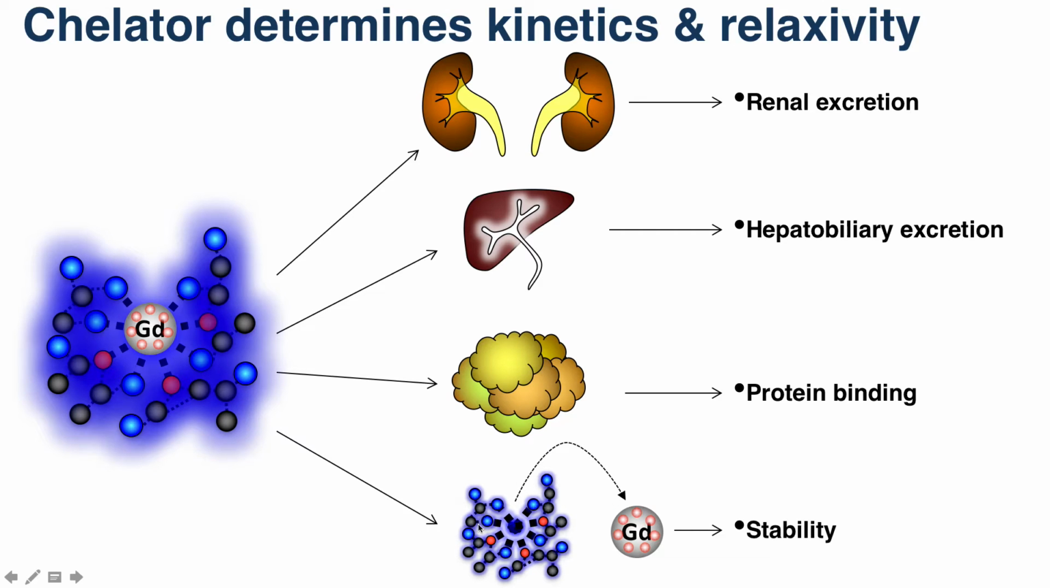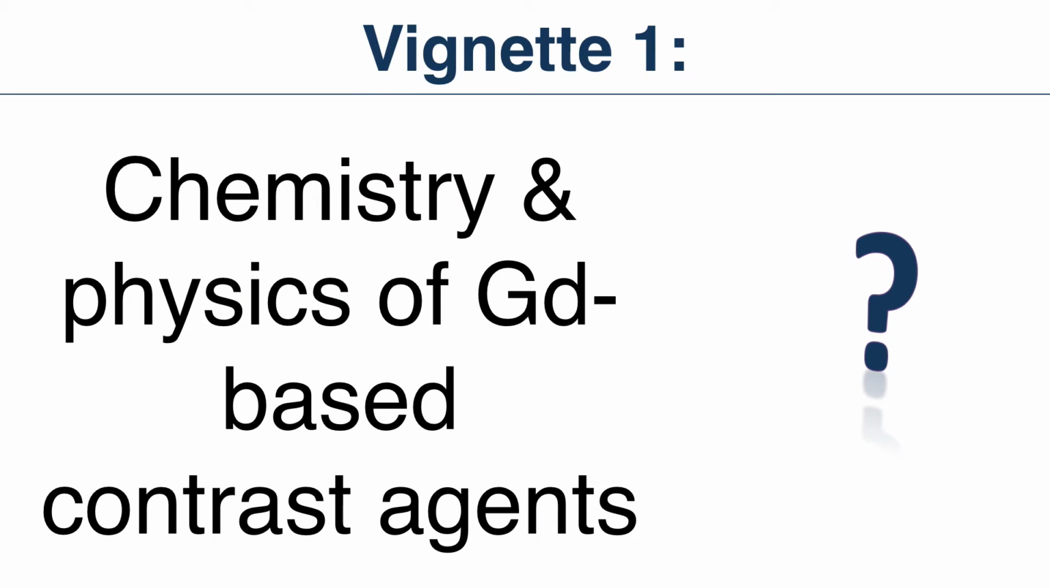So in general, all other things being equal, you want a chelator that holds onto gadolinium tightly. You want a chelator that binds to proteins. You may or may not want a chelator that gets into the liver, depending on what you're trying to image. But the chelator determines the chemistry and the dynamics of the agent.